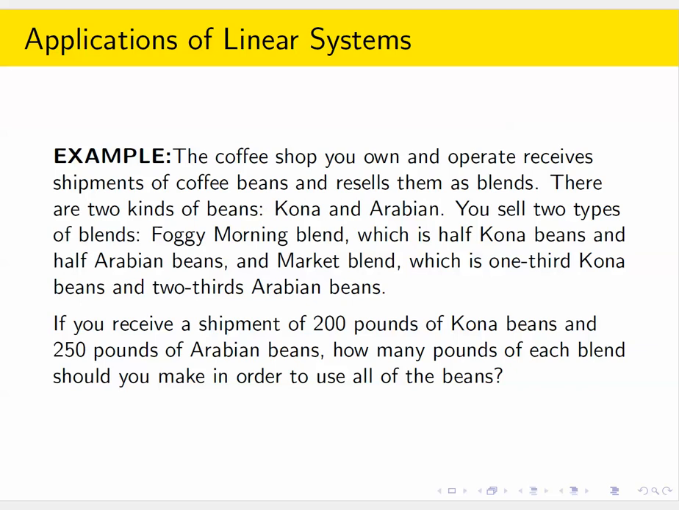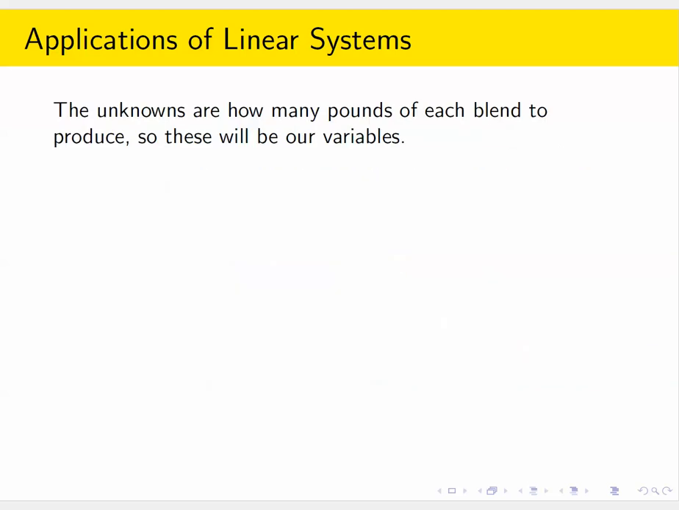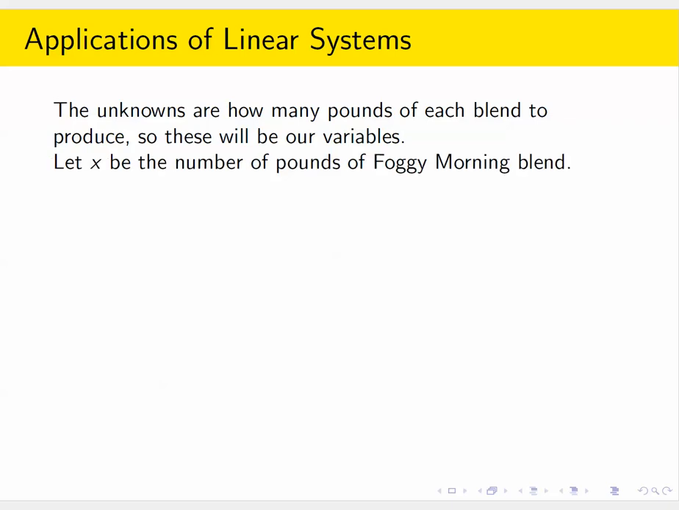So let's say we receive a shipment of 200 pounds of Kona beans and 250 pounds of Arabian beans. We want to mix these together to get our blends, Foggy Morning and Market. How many pounds of each blend should we make if we want to use up all of the beans and not have any left over? Well, the unknowns in this question are how many pounds of each blend to make. So those will be our variables.